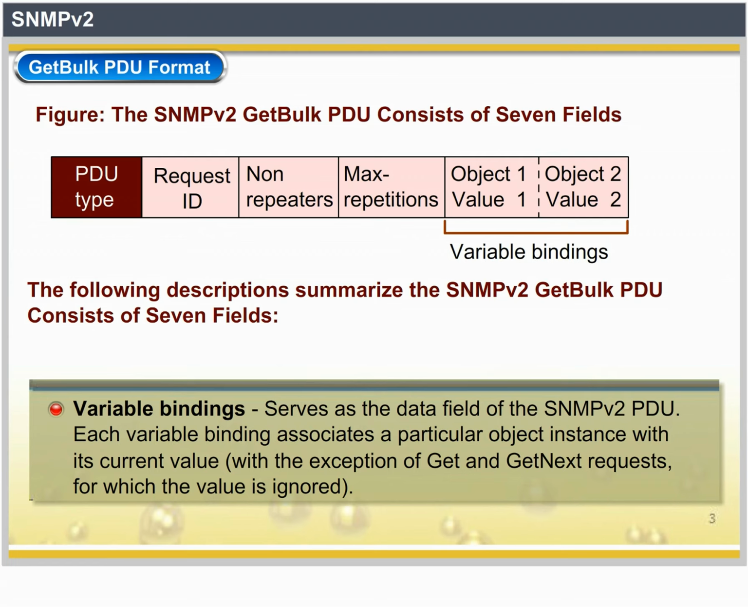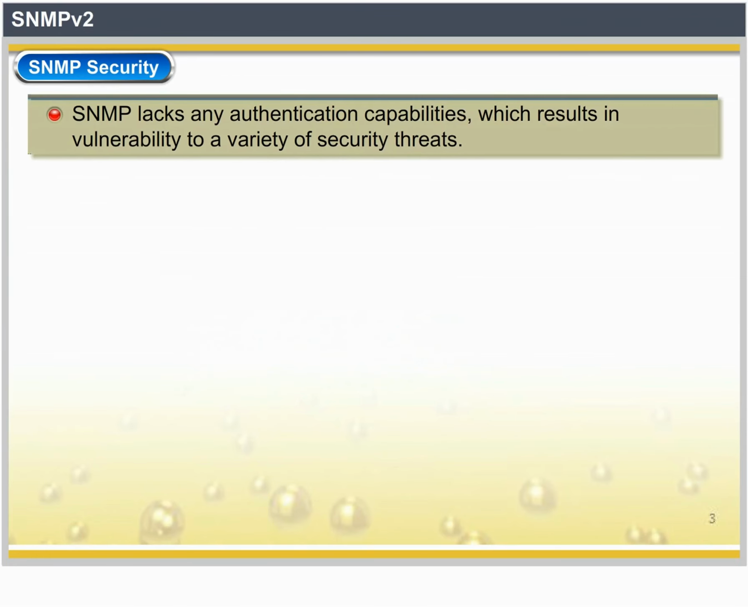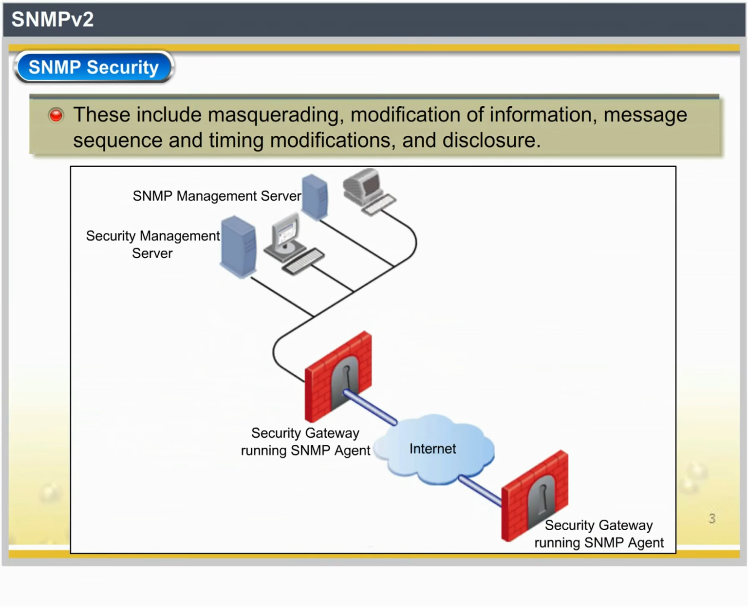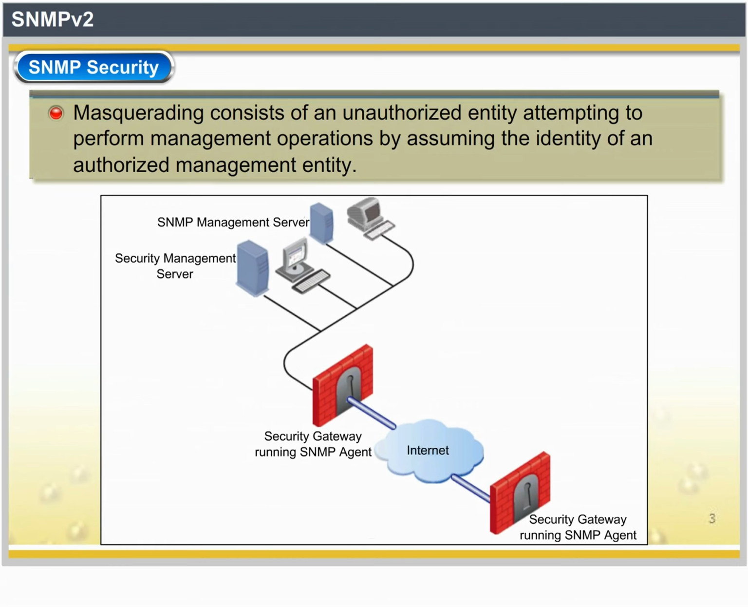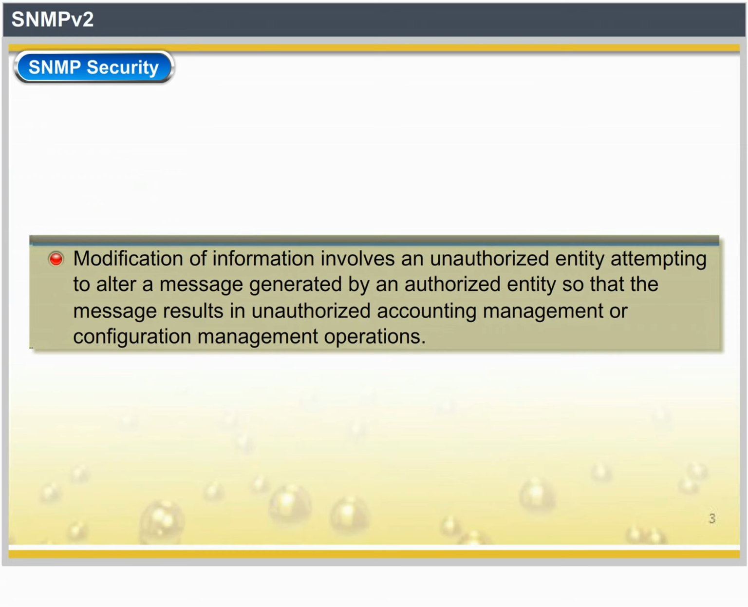SNMP security. SNMP lacks any authentication capabilities, which results in vulnerability to a variety of security threats. These include masquerading, modification of information, message sequence and timing modifications, and disclosure. Masquerading consists of an unauthorized entity attempting to perform management operations by assuming the identity of an authorized management entity. Modification of information involves an unauthorized entity attempting to alter a message generated by an authorized entity so that the message results in unauthorized accounting management or configuration management operations.